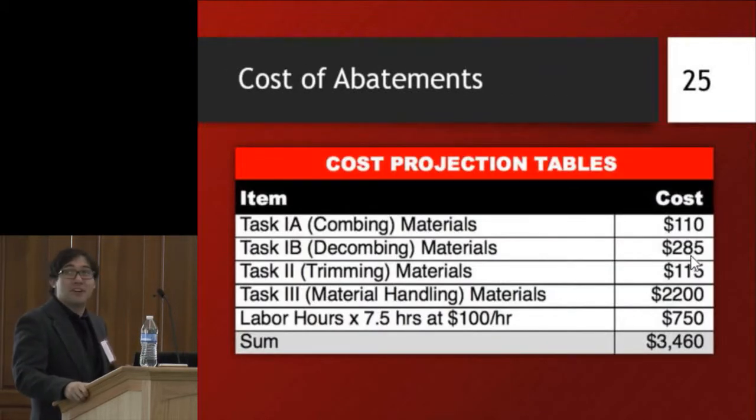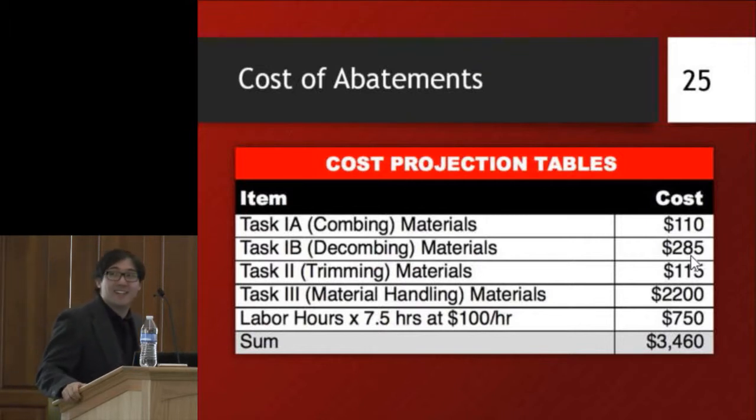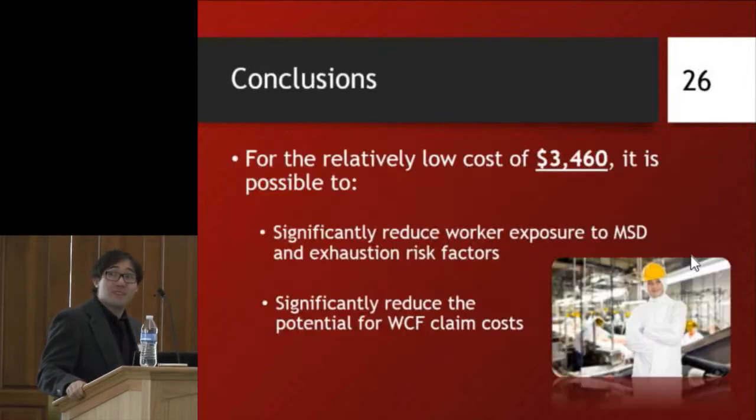This brings us to our cost of abatements. We've compiled all of our cost of abatements here. We've got a more comprehensive list if you need it at the end. But everything costs about $3,500, and this includes labor as well as the parts needed for implementation of our abatements. So for the relatively low cost of $3,460, it's possible to significantly reduce the MSD risk factors that our workers are exposed to, as well as significantly reduce the potential for workers' compensation claims.